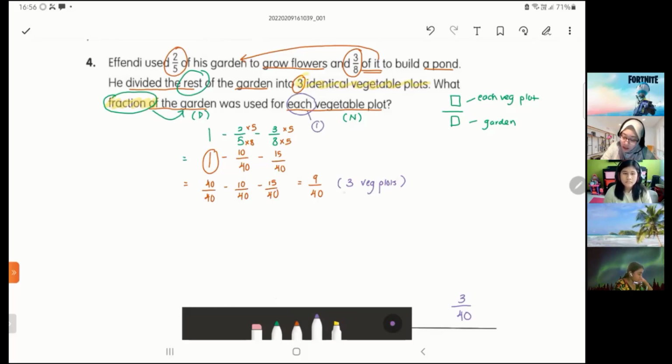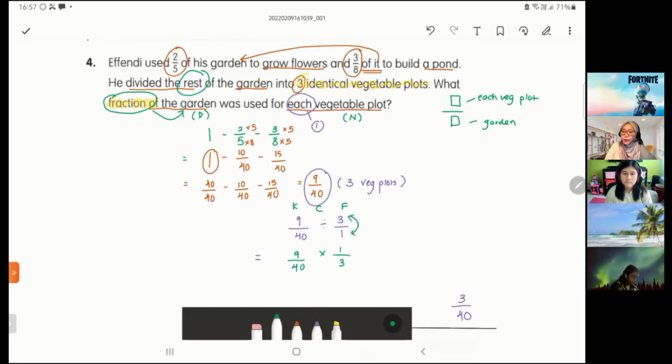So if 3 vegetable plots is 9/40, each vegetable plot will be 9/40 divided by 3 over 1, equals KCF: keep, change, flip. Keep this, remain 9/40. Change the division to multiplication. Flip means change the position, so flip this to 1/3. Then whatever you can do, minimize crosswise first. So 9 and 3, I can divide both by 3. 3 divided by 3 is 1, 9 divided by 3 is 3.